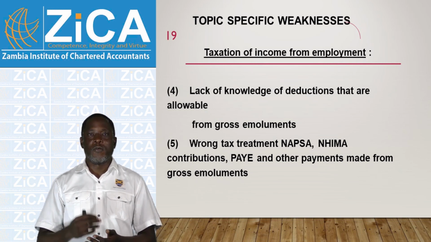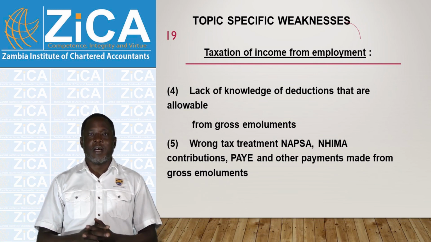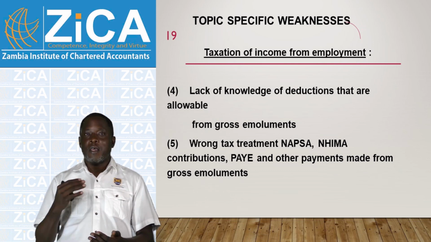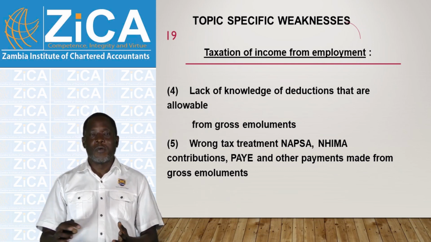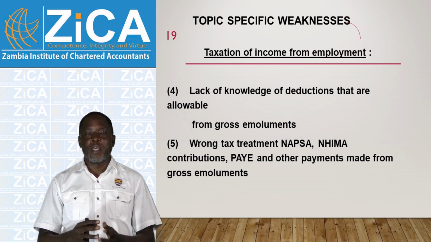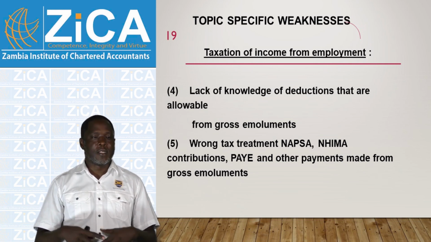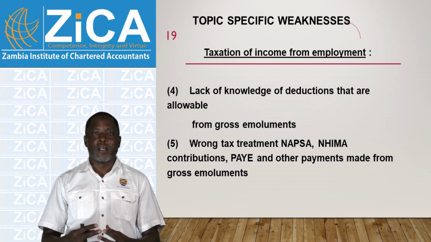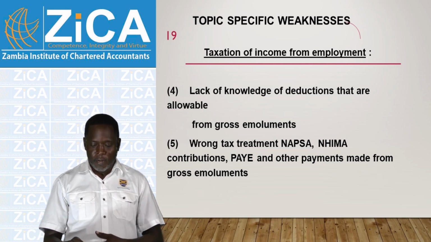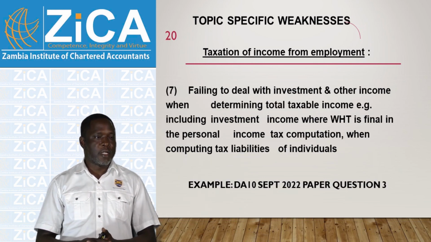Pay as you earn, you deal with it after you have computed the tax liability of that employee on the gross. You have computed the gross emoluments. Using the gross emoluments, you compute the income tax liability for the employee using the graduated tax bands. Then from the total tax liability, that's where we deduct tax which has already been charged at source, such as pay as you earn and other taxes such as withholding tax.